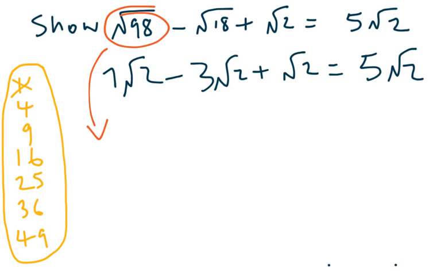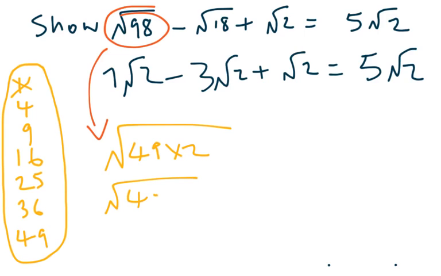4 doesn't, 9 doesn't, 16, 25, 36, they don't divide in. 49 does. So this can be written as 49 multiplied by 2. And that's equal to the square root of 49 times the square root of 2, and that's equal to 7 root 2. Your calculator does it for you, to be honest. It's easy. You're never going to get anything bigger than this, and you'll probably always be able to use your calculator during these exams as well.